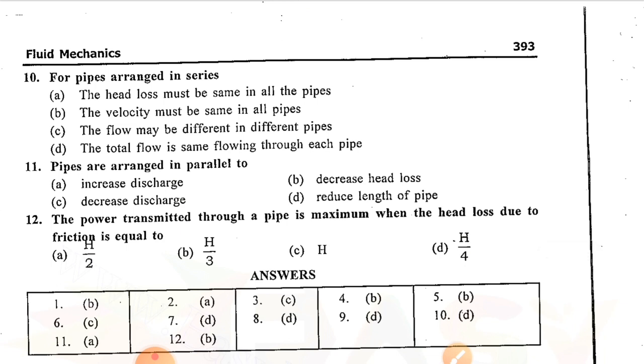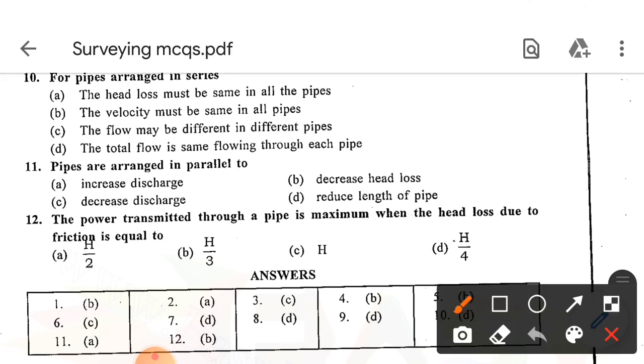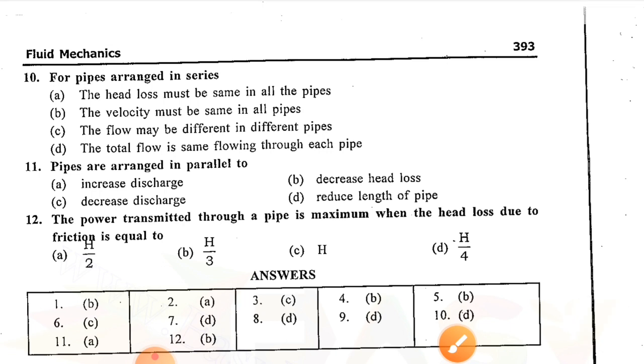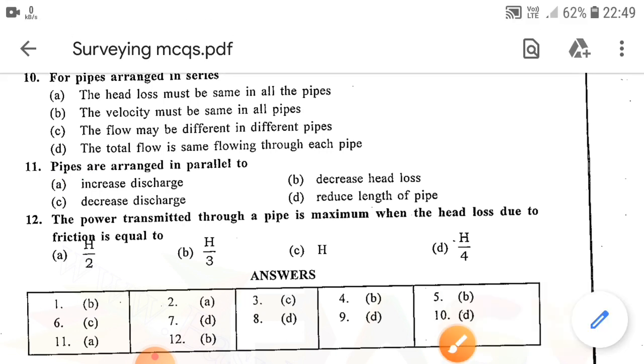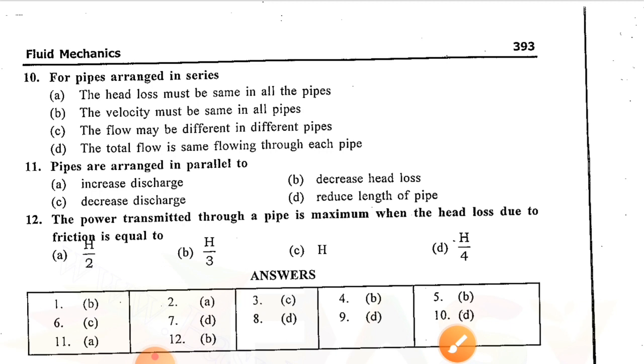Question number 10. For pipes arranged in series, option D is correct, the total flow is same flowing through each pipe. Question number 11. Pipes are arranged in parallel to, option A is correct, increased discharge. Question number 12. The power transmitted through a pipe is maximum when the head loss due to friction is equal to, option B is correct, H by 3.